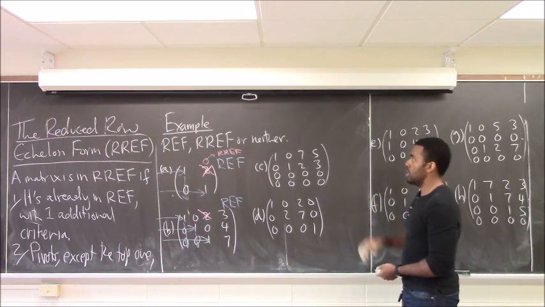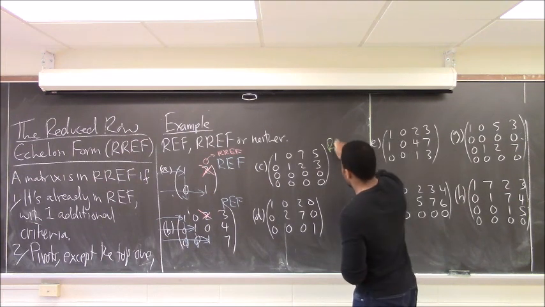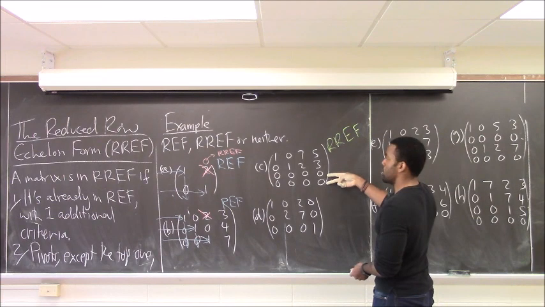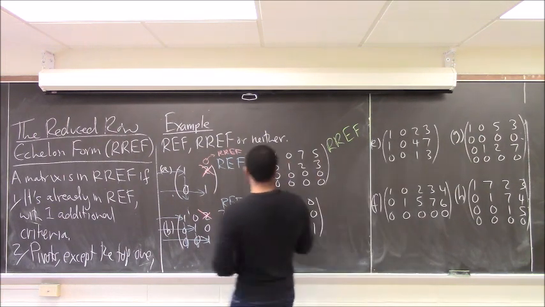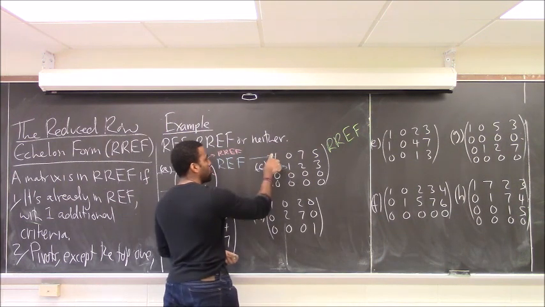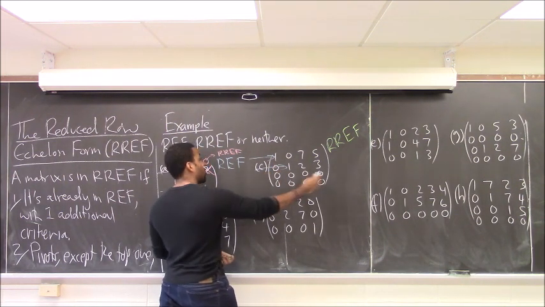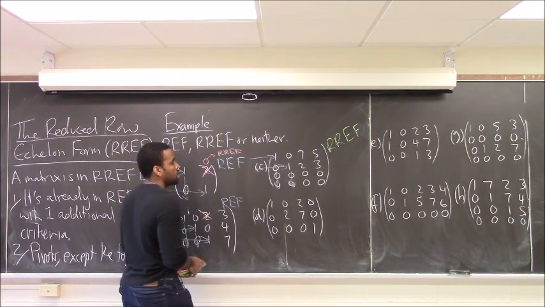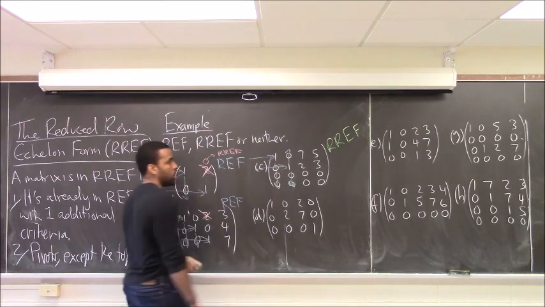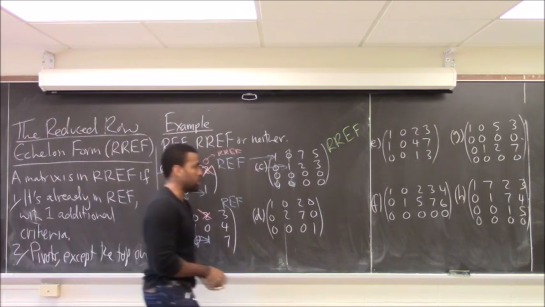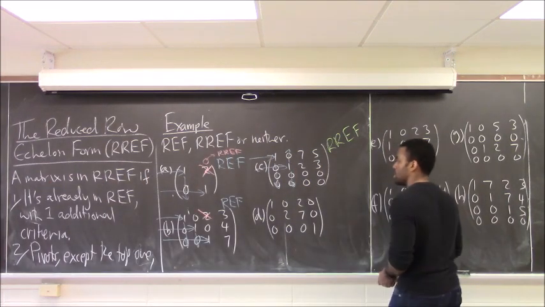Now for this one, C. Yeah, this is RREF. Again, let's go through the criteria. Rows of zeros, they're at the bottom. First non-zero number in any row is a 1. The ones are to the right of the ones that are above them, so the one in the second row is to the right side of the one in the first row. The ones have zeros below them, and on top of that, they also have zeros above them when possible. So the ones are the only non-zero numbers in their column. This is reduced row echelon form.